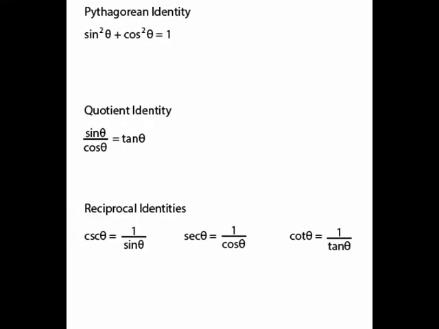Trig identities are a lot like puzzles. You're trying to prove the equation given to you is true, where the left side equals the right side. For a quick recap, the three types of identities we need to know are on the screen: the quotient identity, Pythagorean identity, and reciprocal identities. You could watch Ms. Nguyen's video on 4.6 for a more in-depth understanding of how these identities are derived.